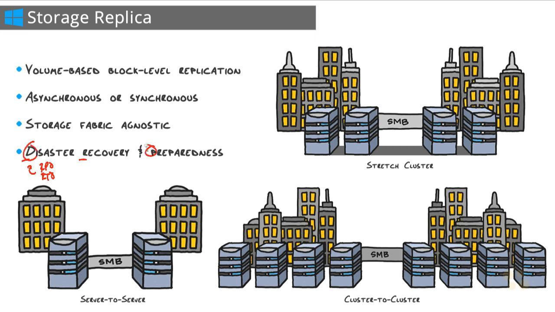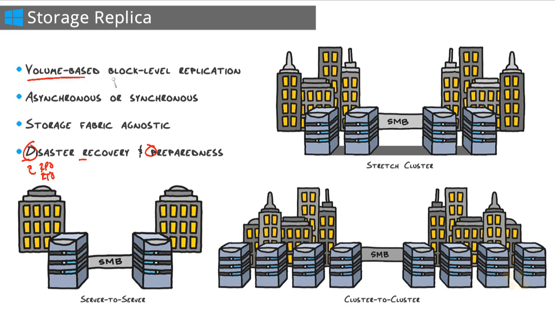Disaster preparedness, on the other hand, is a plan for preemptively moving our applications and workloads to another location prior to catastrophe occurring. Like a hurricane. A hurricane's coming our way. How prepared are we to shift this workload to another location? Storage Replica has scenarios to support both disaster recovery and disaster preparedness.